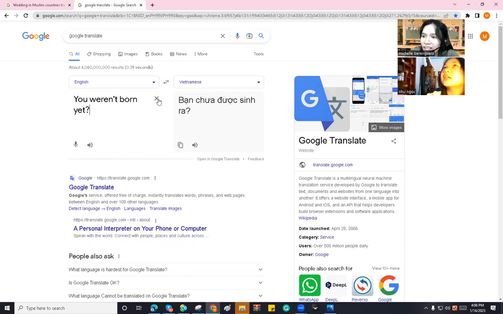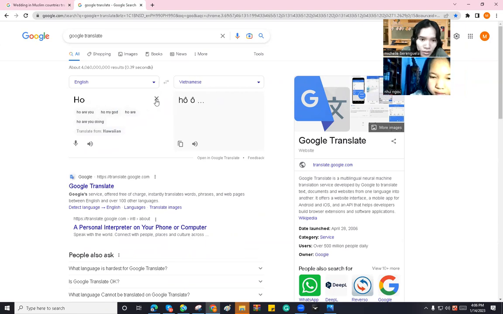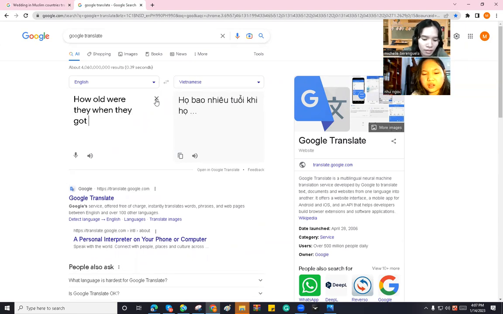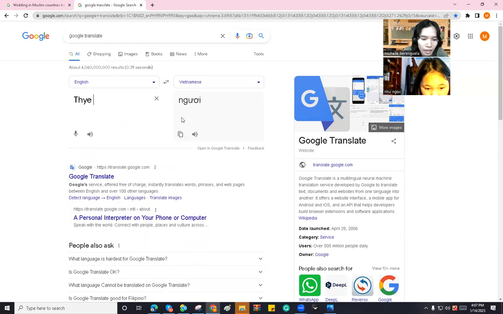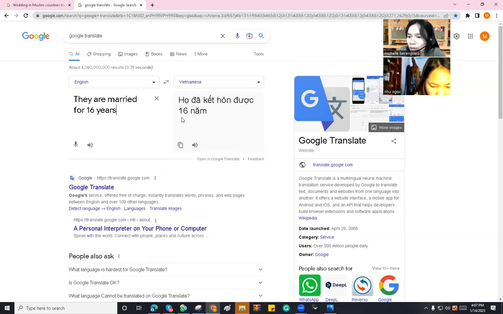My mom and my dad's wedding. How old were they? Do you know? How old were they when they got married? I thought in two thousand seven. Oh, my mom and my dad's wedding in 2007. Oh, so they're married for, okay, here, they are married for 16 years, right? Oh, how old are you now, Ngoc? How old are you?